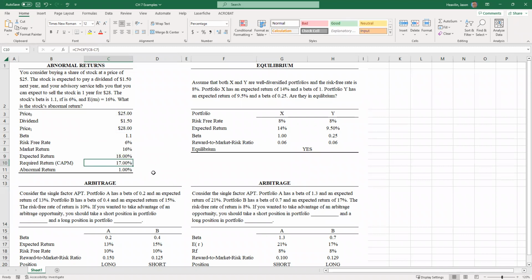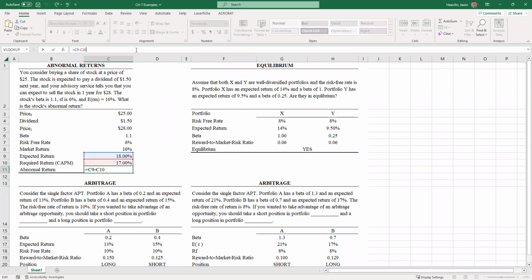Then we have the required return. This is what you should get based on the risk of the stock. So you use CAPM, which is the risk-free rate plus the beta multiplied by the market premium, being the market return minus the risk-free rate. So you follow this formula, and that gives us the CAPM formula and tells us 17%.